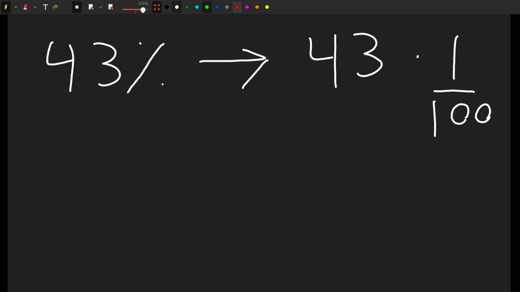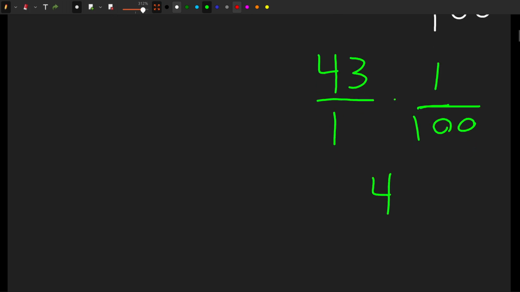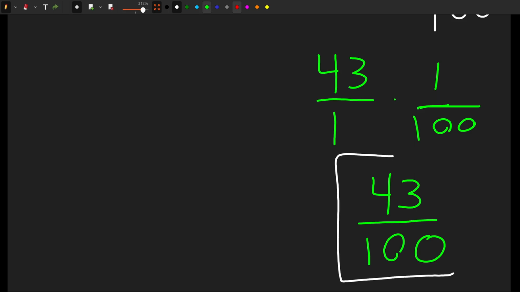Now keep in mind that 43 I can rewrite as 43 over 1, and when I multiply this by 1 over 100, I'm going to end up with 43 over 100. And 43 over 100 is simplified, so my answer is 43 out of 100. You should simplify your answer if you can.